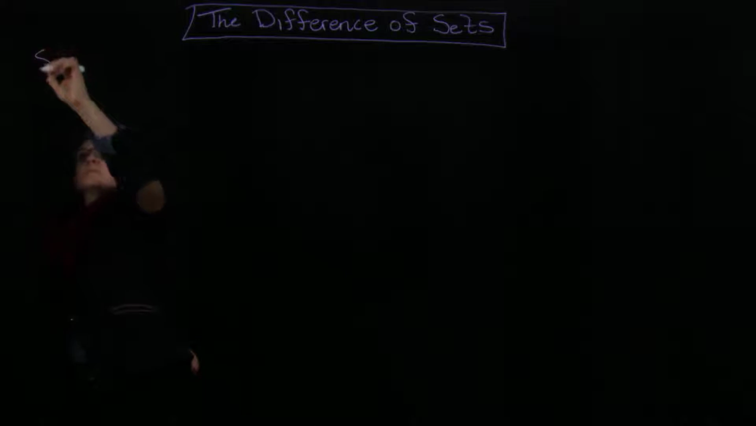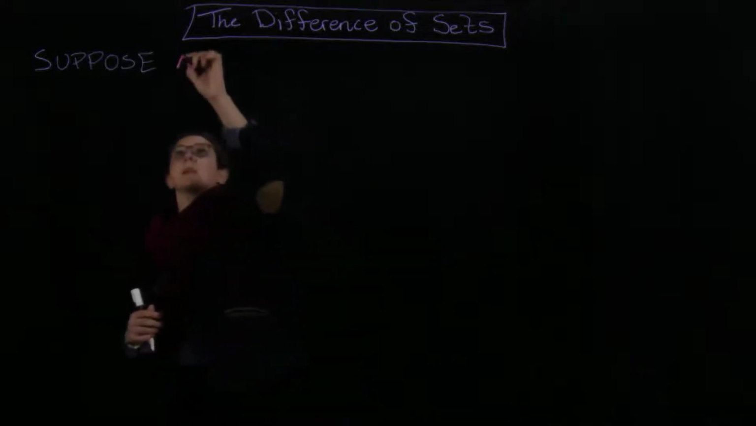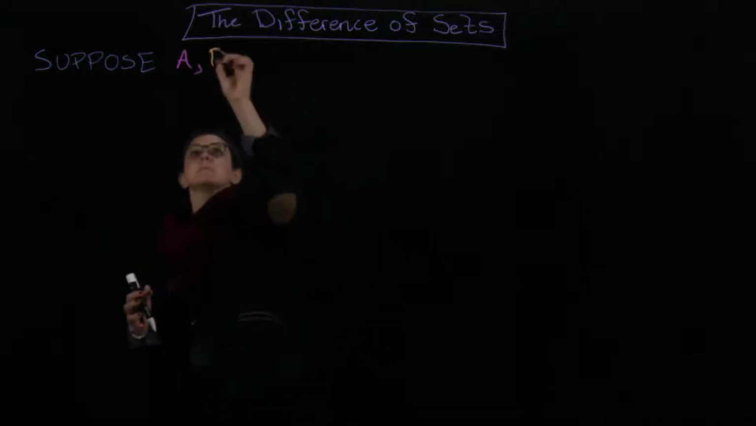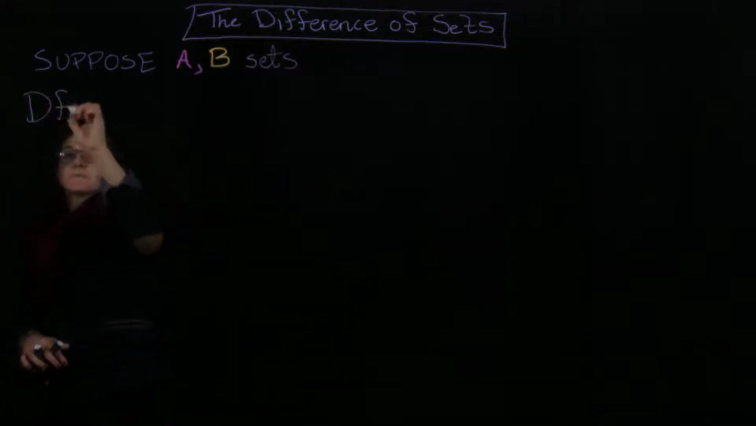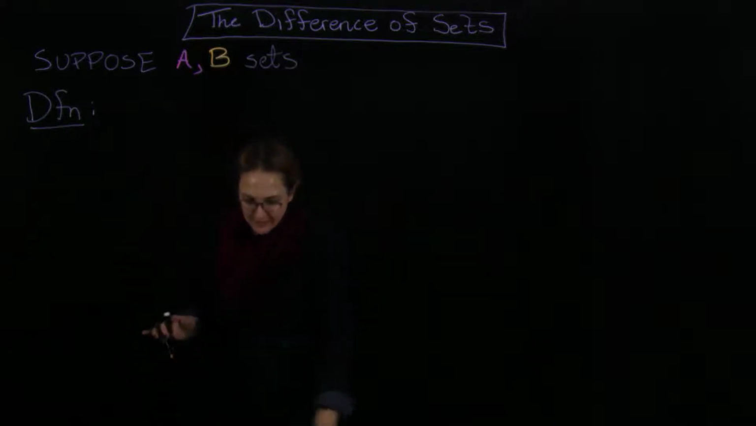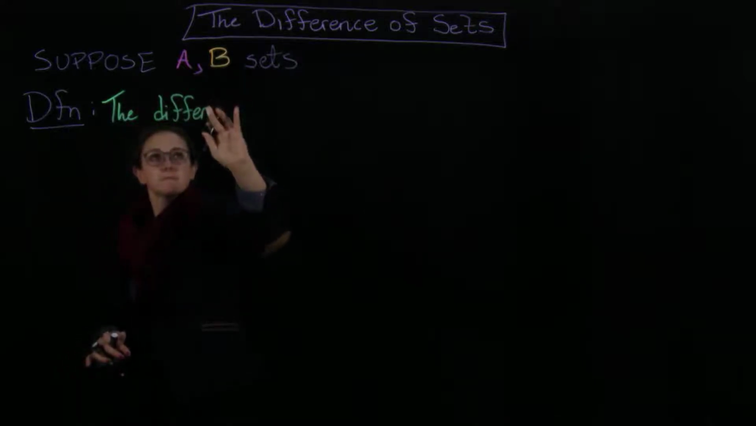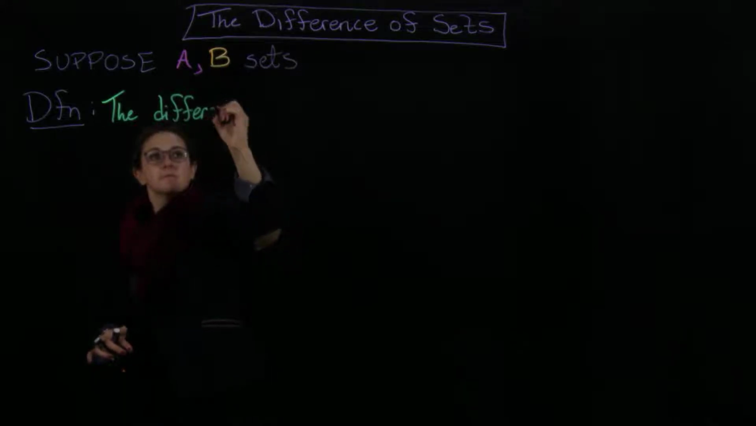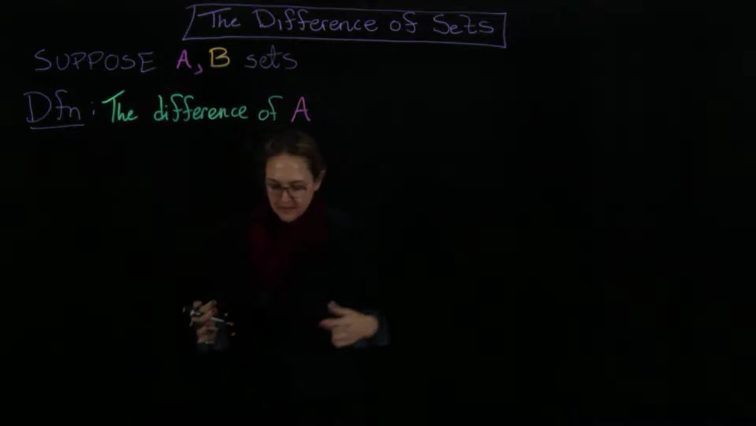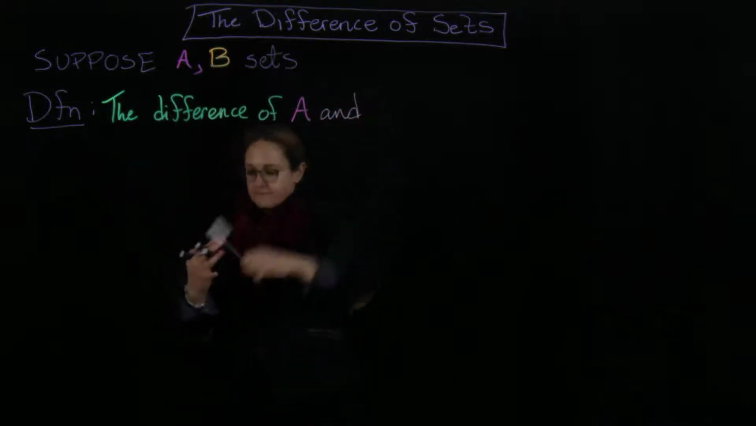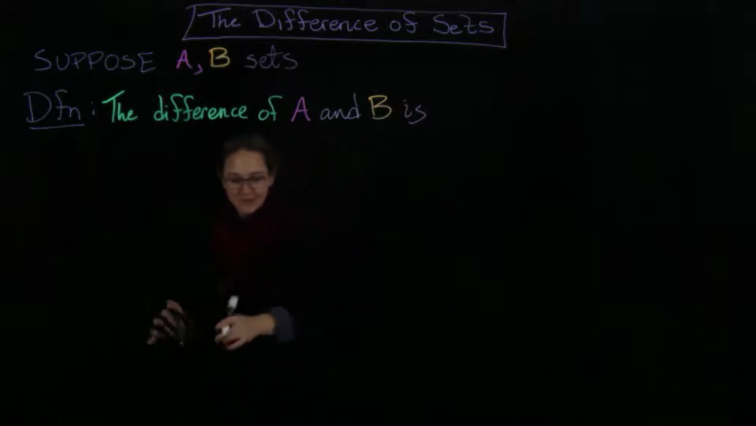Suppose that A and B are sets. Then, by definition, the difference of A and B is going to be a particular set. And what set is it? And also, what is the notation for it?